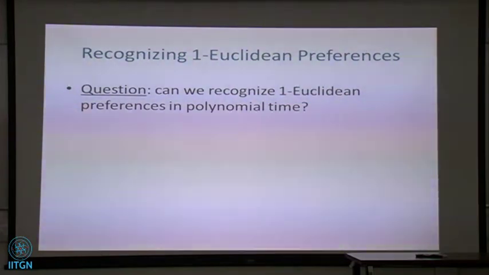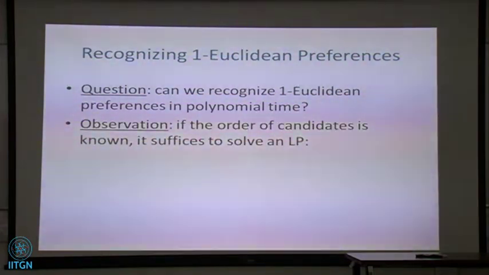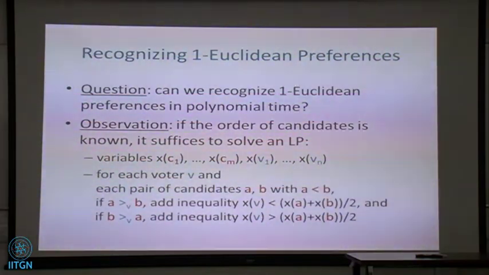We are not going to prove it properly, but I'll give you a sketch. Here's an observation. Suppose that we know the order of candidates, but we don't know the order of voters. Then it suffices to solve a linear program. The linear program will have variables for candidates and variables for voters. Remember our counterexample for something that is single peaked and single crossing, but not one Euclidean. We had inequalities about how a voter is positioned with respect to the median point for pairs of alternatives. This is exactly what we do here.